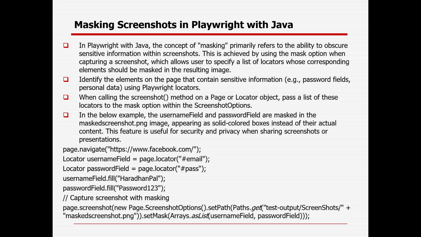So the username and password fields are masked in the mask screenshot.png image, whatever name we have given, appearing as solid colored boxes instead of their actual content. This feature is primarily used for masking screenshots in Playwright with Java, for security and privacy, when sharing the screenshot or presentation is required for the respective stakeholder.